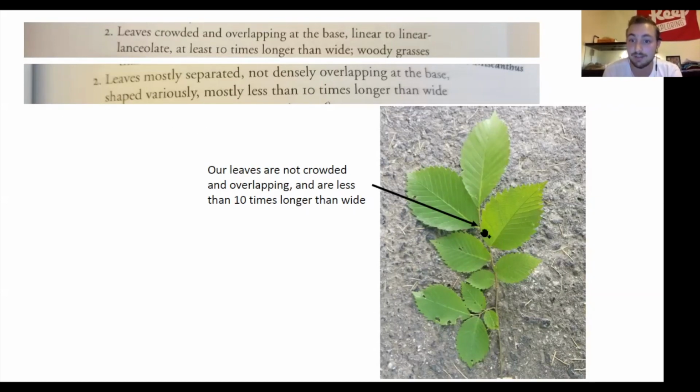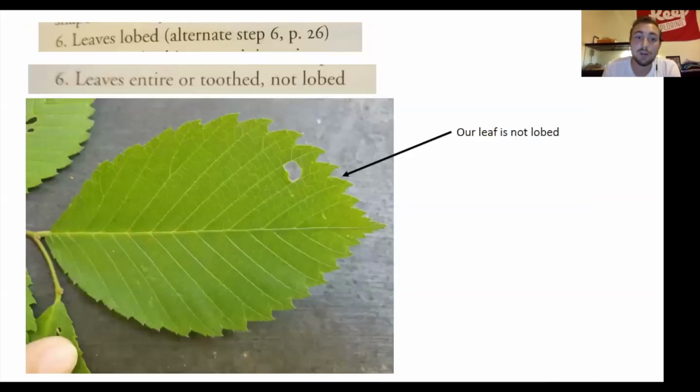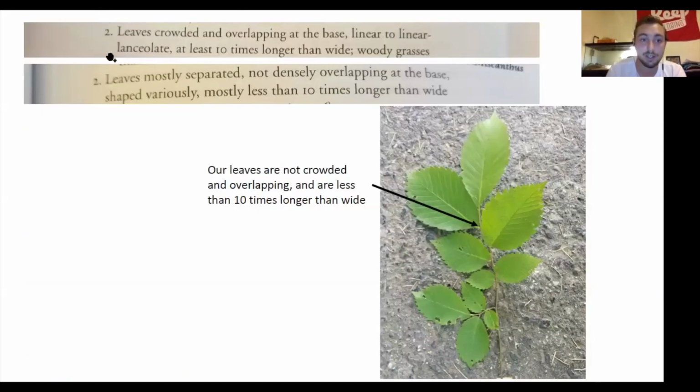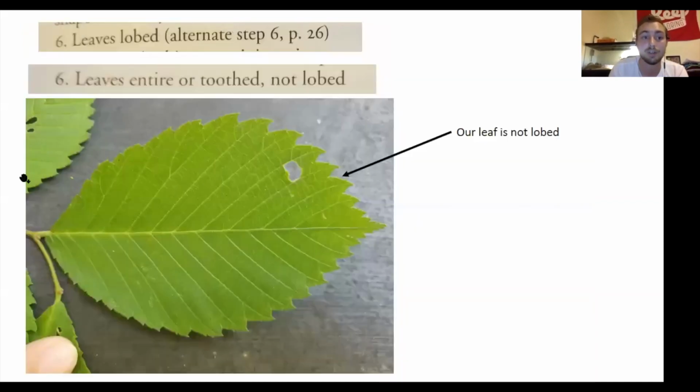So basically these leaves would just be on top of each other along the stem, and being very, very narrow. So linear lanceolate. So it's very narrow, or at least 10 times longer than wide. We definitely do not have that. It's not a woody grass either. So our leaves are not crowded and overlapping, are less than 10 times longer than wide. So we go to number 6, since if we were to choose that first 2, options 3, 4, and 5 are underneath that first 2, but since we chose the second one, we go straight to 6.